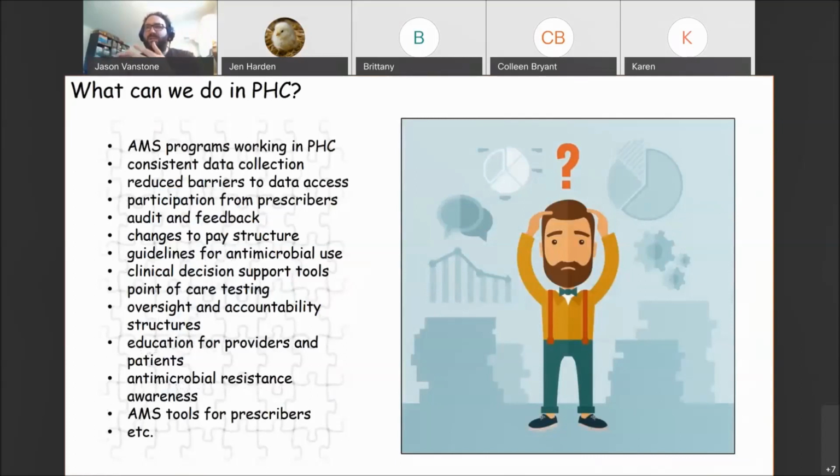So having consistent data collection, reduced barriers to data access, getting prescribers to participate in whatever you're doing, audit and feedback, changes to pay structure, and so on. It goes on and on. You can see the list there. But these are all the things that were in our heads when we were looking at, well, how are we going to do antimicrobial stewardship in primary healthcare? How are we going to try and make a dent in this potential problem?